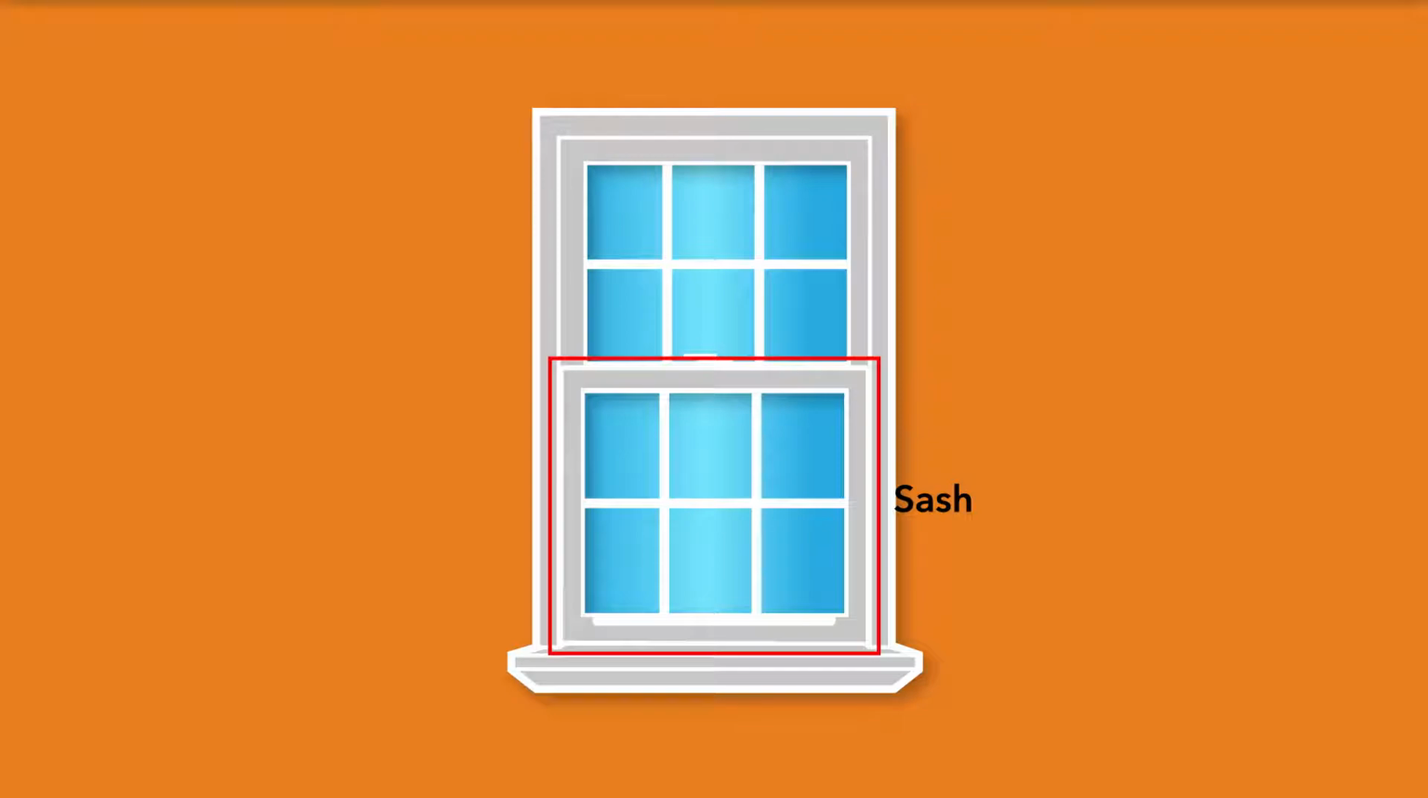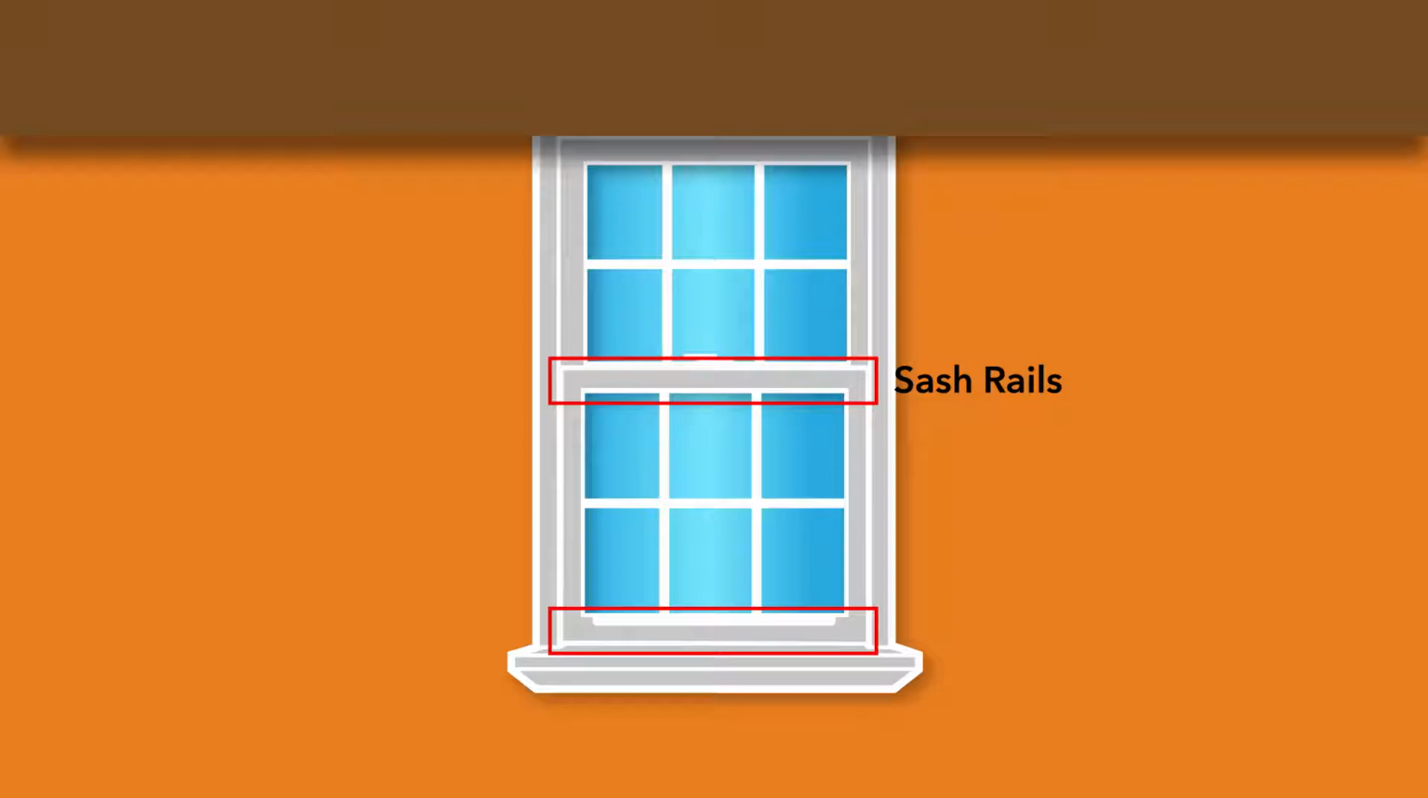The sash of the window is an assembly of stiles and rails made into a frame, which holds a piece of glass. Stiles are the vertical pieces of the sash and rails are the horizontal members of the sash.